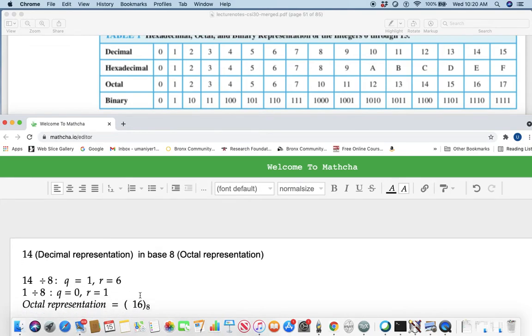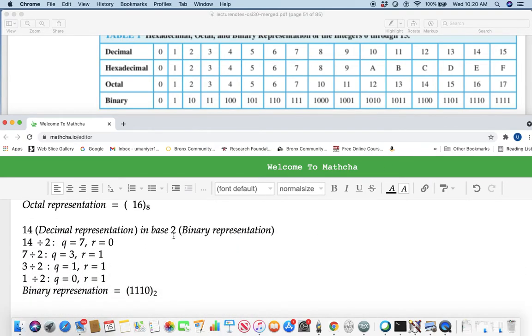So that 6 is placed here. Use that quotient, divide by 8. 8 is bigger, so new quotient is 0, remainder is 1. That 1 goes here, quotient is 0, so that ends your octal representation, 1 6 in base 8. So 14 in base 8 is 1 6.